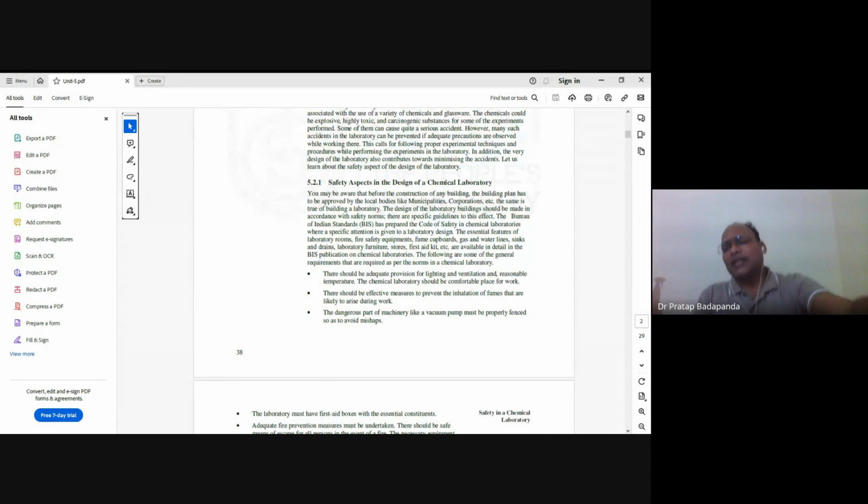Let me give you two or three facts about the temperature. I have seen a chemistry lab of a college when I went for an inspection. They had put a split air conditioner in that chemical lab. It was not running, but they had installed it. Can anyone say, is it feasible? Is an air conditioner okay in a chemical lab?